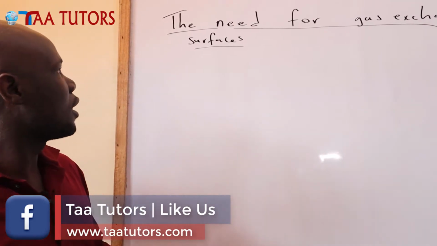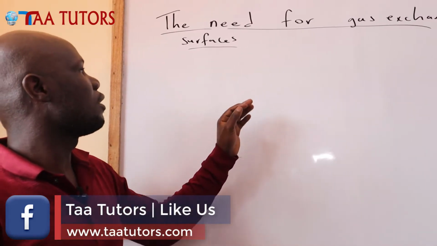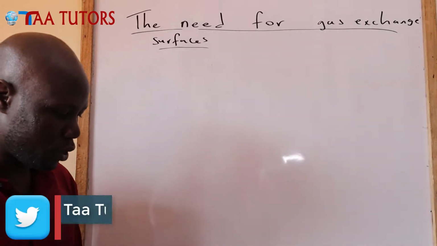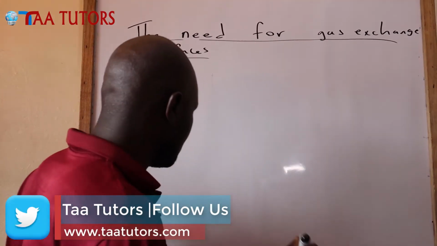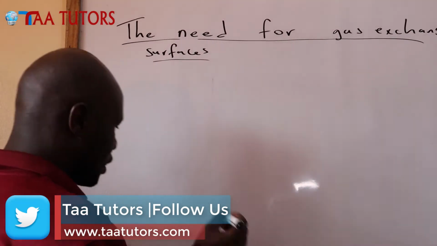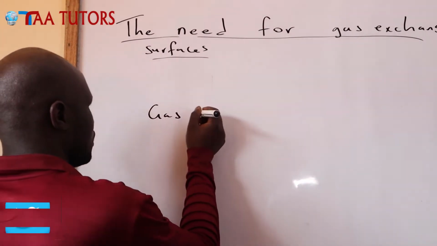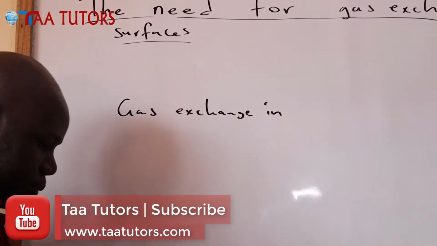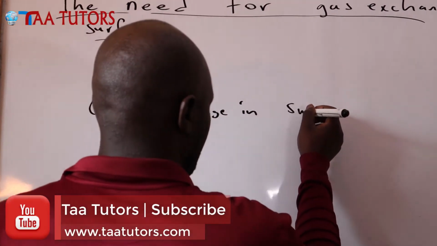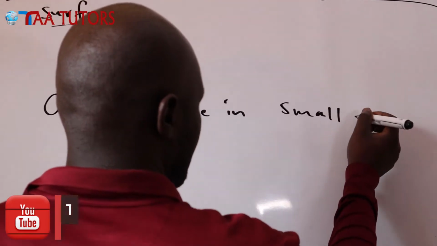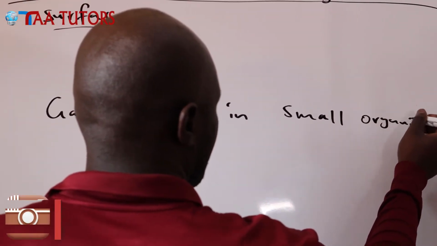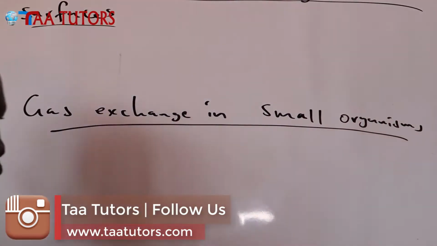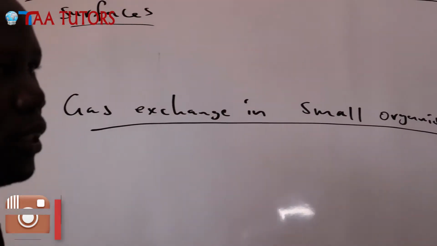So we can clearly see that the surface area will always determine how these materials are moved. So I want us to look at them in terms of individual organisms. Like we can talk about gas exchange in small organisms. Small organisms here refers to unicellular organisms and other microorganisms that are very small in size.